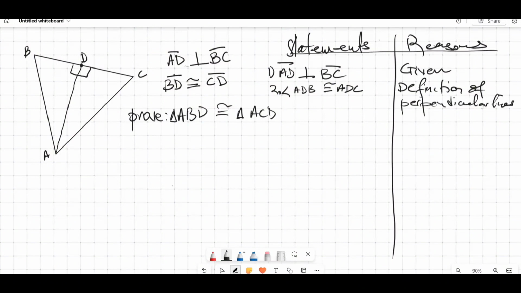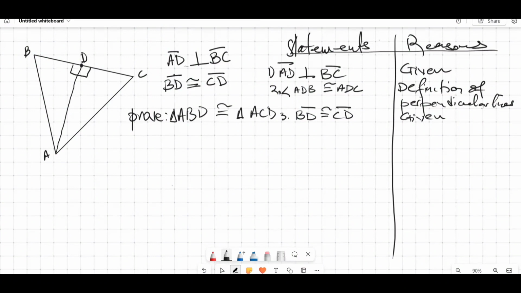So based on what we know about perpendicular lines, we were able to tell that. All right. Also, we were given more things here. We were given that BD is congruent to CD. And this is something else that was given.